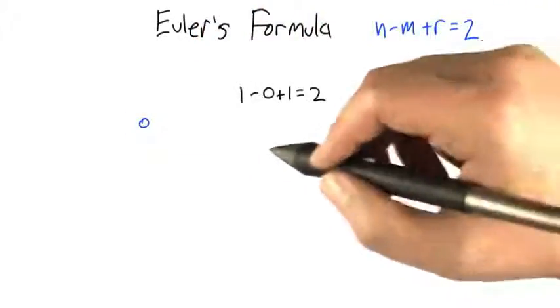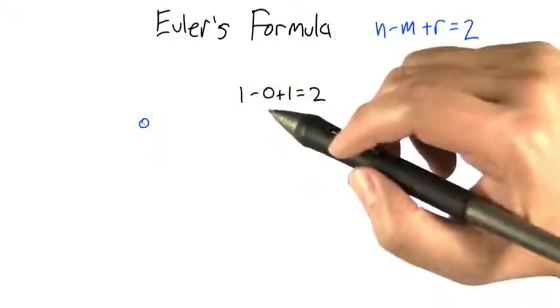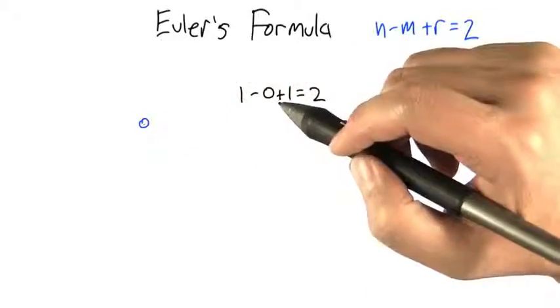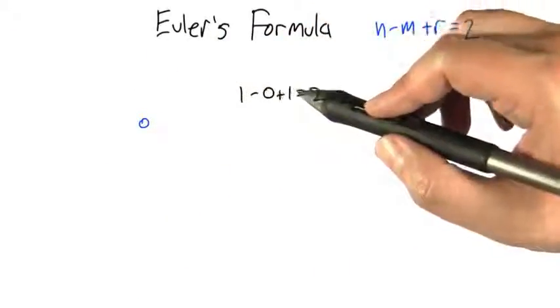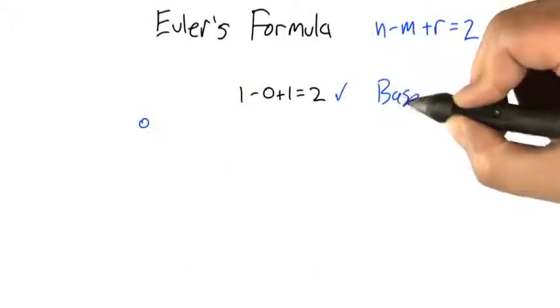Ta-da! So we can start off with the simplest graph of all, just a node sitting on the plane all by itself, a lonely point. And we've got one node, no edges, and one giant region around it. And 1 minus 0 plus 1 is indeed 2. So that's our base case.